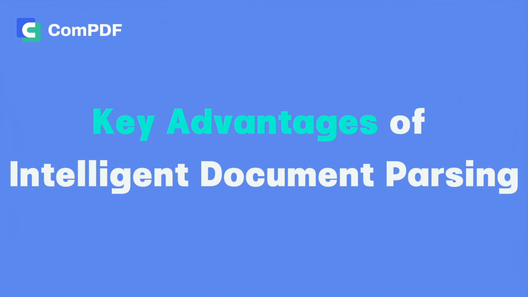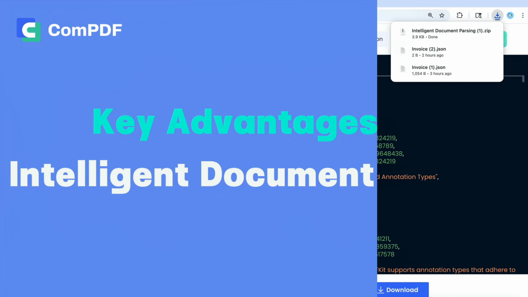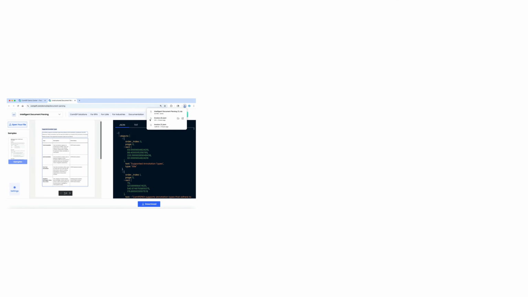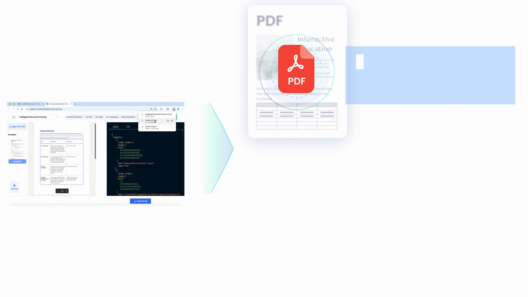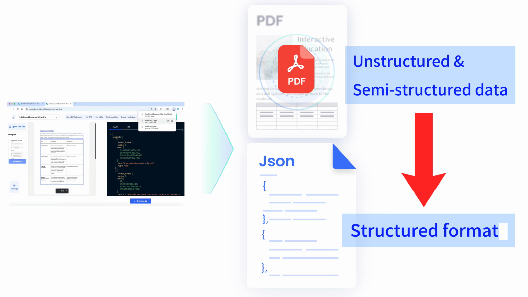Key advantages of Intelligent Document Parsing. The ComIDP Intelligent Document Parsing tool automatically processes and understands content from documents and images, converting unstructured and semi-structured data into structured formats. This makes it an ideal data source for downstream applications.